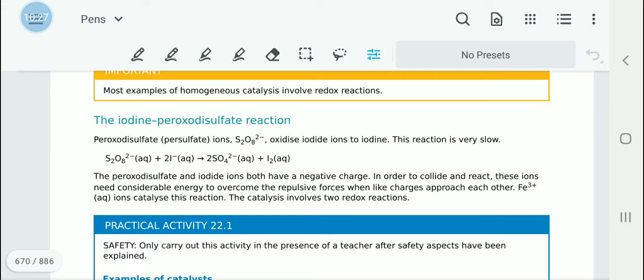So what we can do is introduce Fe3 plus aqueous ions to catalyze the reaction. Now we know that it is all aqueous, therefore this is homogeneous catalysis. So this catalytic conversion involved two redox reactions.